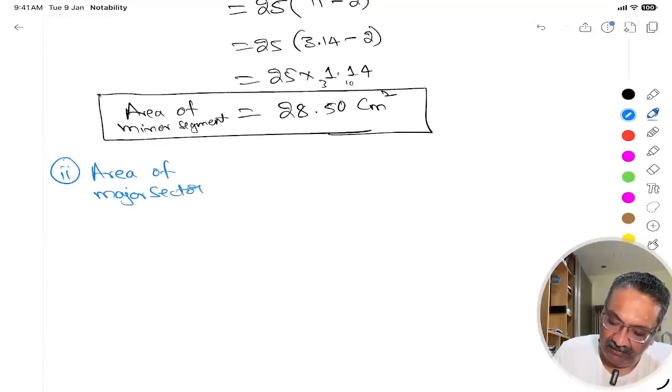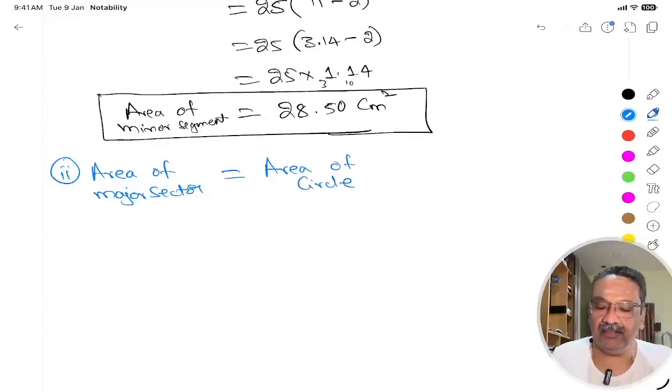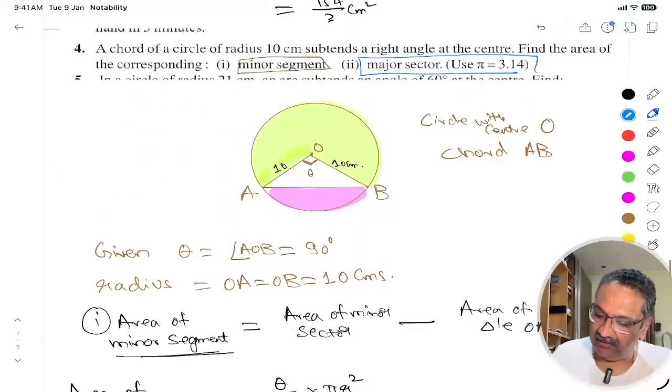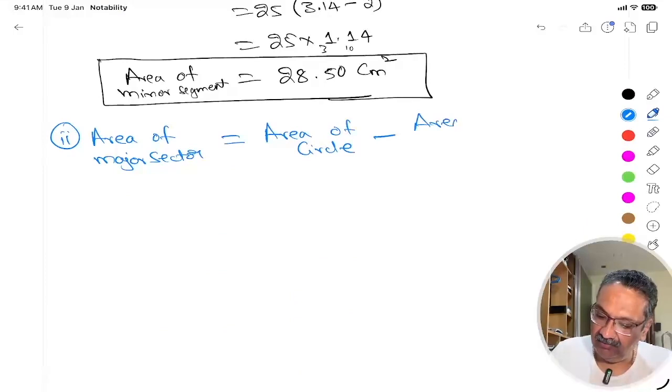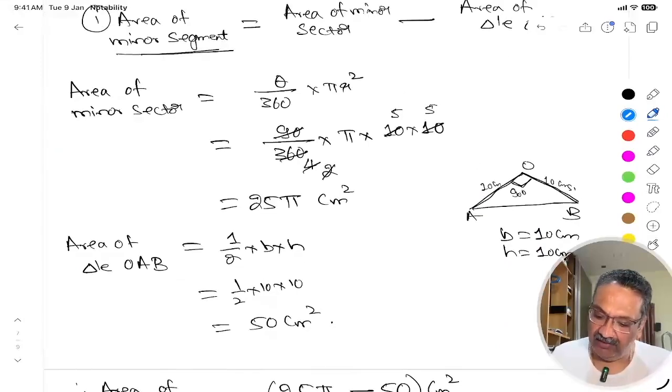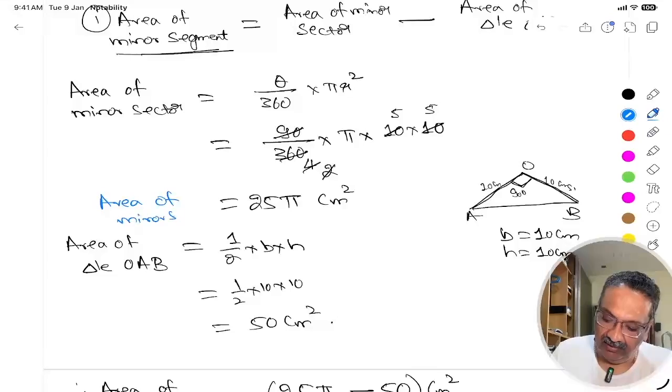Area of major sector is equal to the area of the full circle. Taking the area of the entire circle, what do we do? If we subtract the area of the minor sector from this area, we get our answer. So area of circle minus area of minor sector. Now, area of the circle is nothing but pi r square minus area of minor sector. Look here, area of minor sector, we have it here.